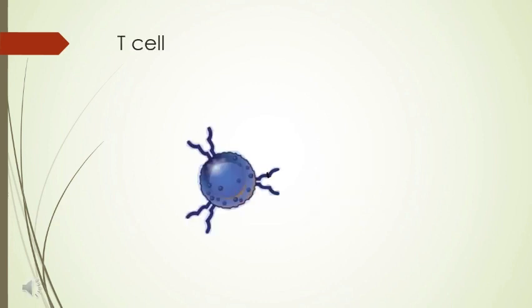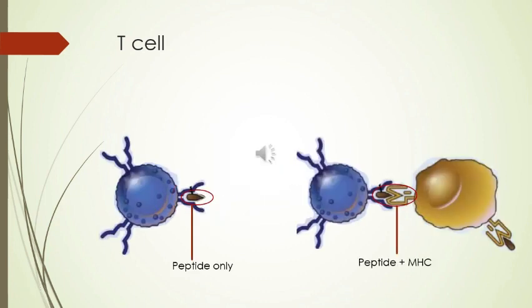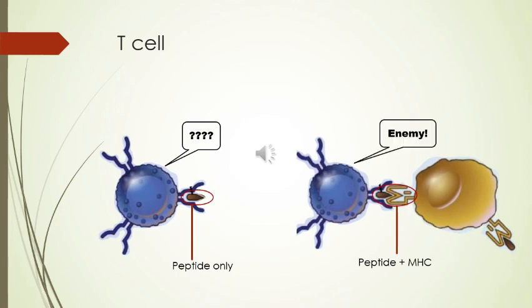Each T cell has a unique antigen-recognizing receptor called TCR on its surface. T cells use TCR to recognize a peptide antigen. However, it can't recognize an antigen itself, but can recognize an antigen presented on an MHC molecule.